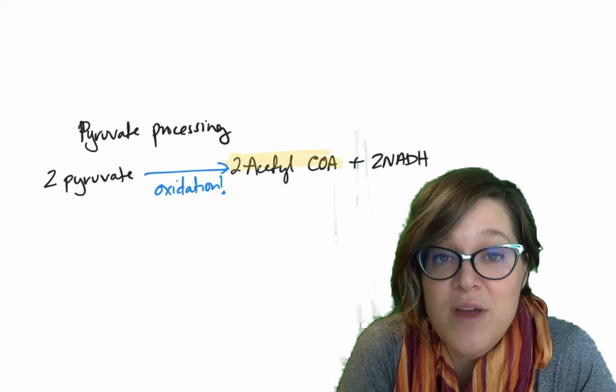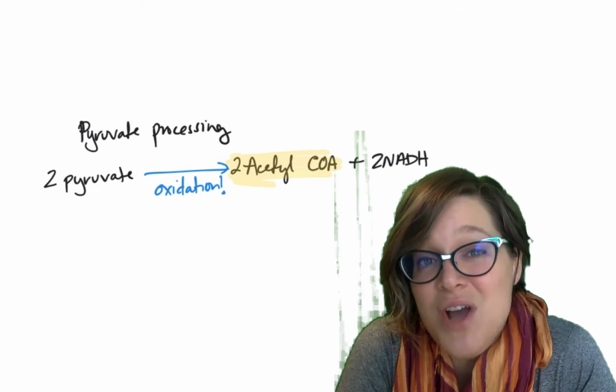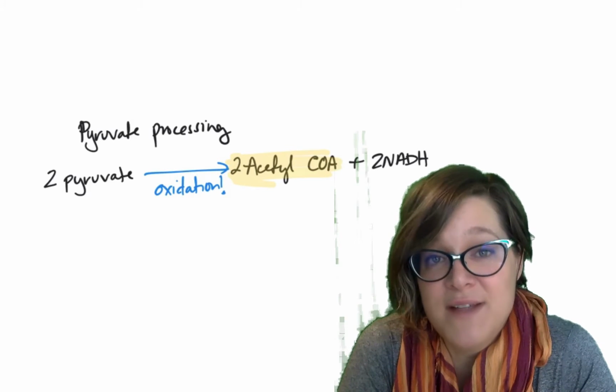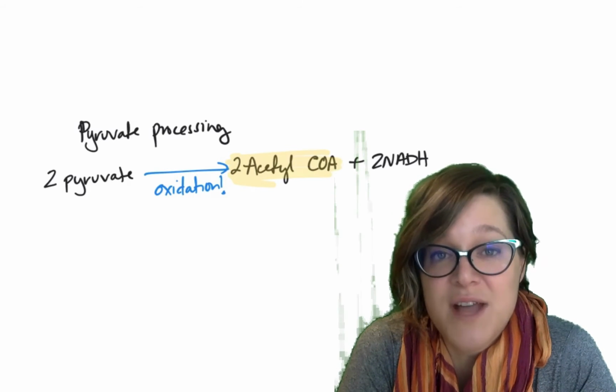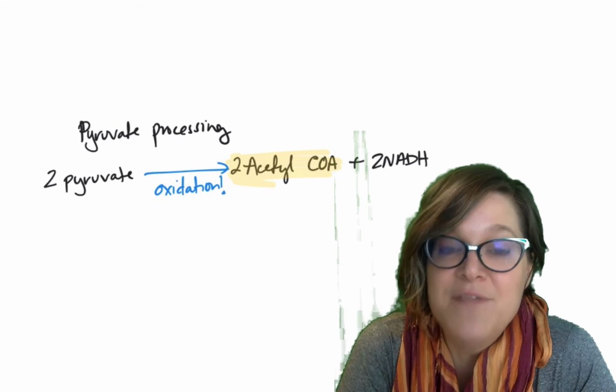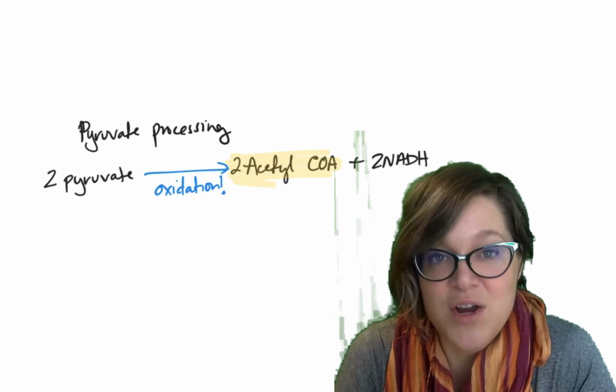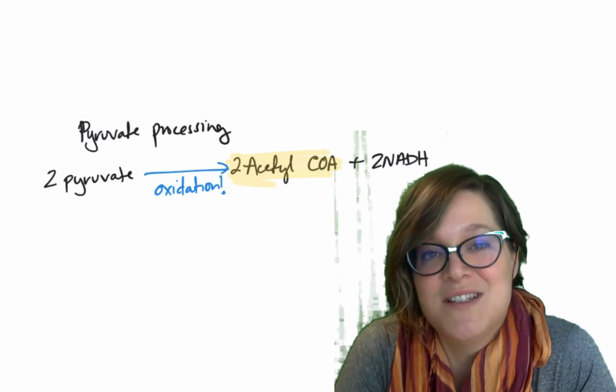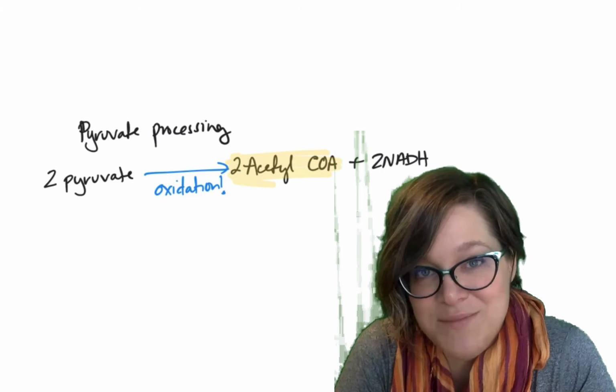So we're going to start with our molecules of acetyl-CoA. I'm going to talk about this as one molecule of acetyl-CoA goes through the citric acid cycle, but remember that we have 2 because we split our 6-carbon sugar into 2 acetyl-CoA molecules.